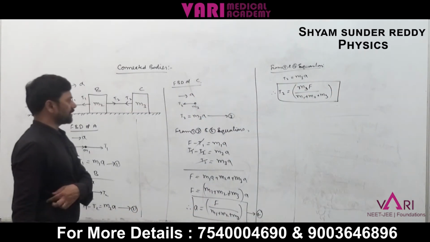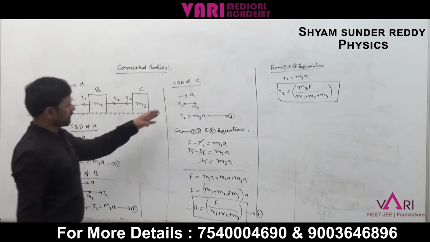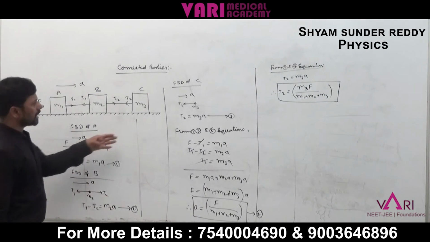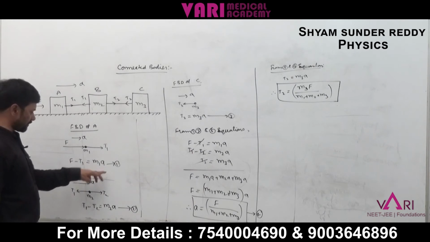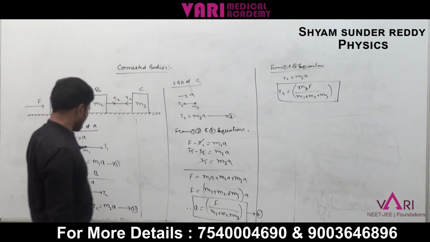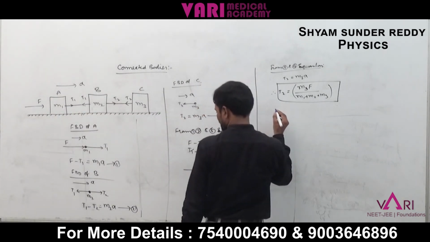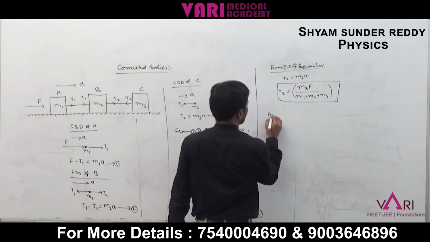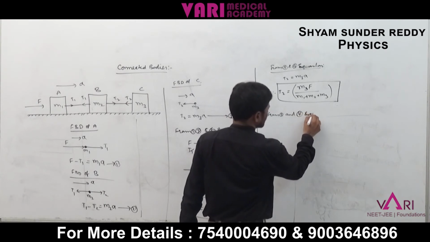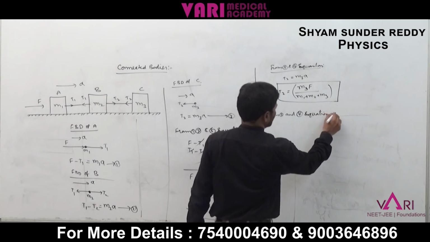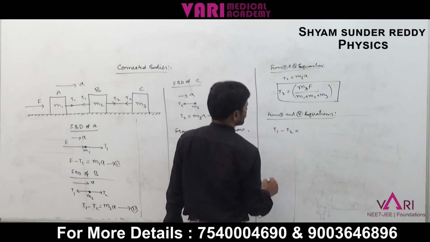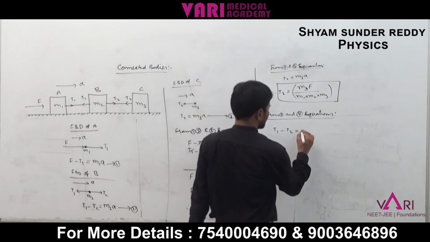Finally, we want the tension T1. From which equation? We have two equations: T1 minus T2 is equal to M2A, and also F minus T1 is equal to M1A. The second equation is the best. Substitute the T2 value here, then you will get the answer directly. T1 from the second and fourth equations: T1 minus T2 is equal to M2A.